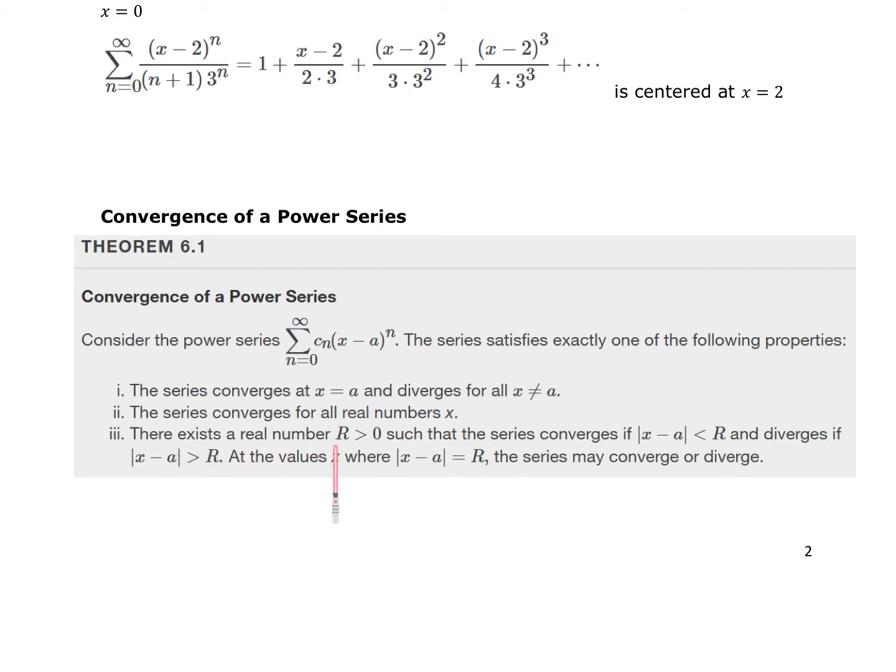Or there exists a number r, which is larger than 0, so it's some real number larger than 0, not 0 or negative, such that the series converges around this r. The absolute value of x minus a is less than r, and it diverges when the absolute value of x minus a is greater than r. And as for the values of x at the endpoints, we're going to call this r the radius of convergence in a minute. At the endpoints, they may or may not converge, so I have to check the endpoints.